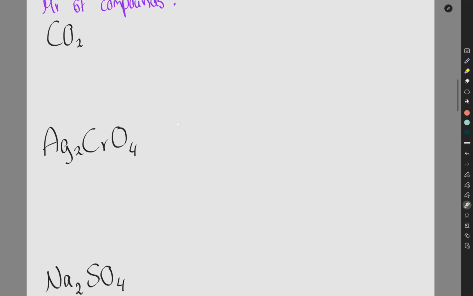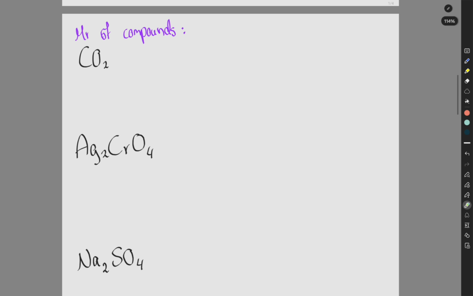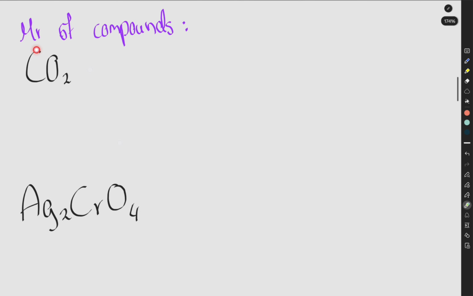When you go to compounds, you'll see that in compounds, there are different types of atoms. Not the same type of atom twice or 3 times. No, different types of atoms. So here, what do I see? I see that there's 1 carbon atom and 2 oxygen atoms. How do you know that?